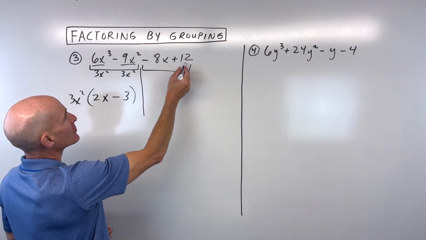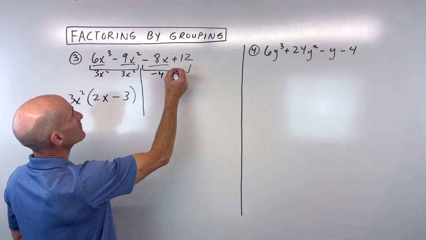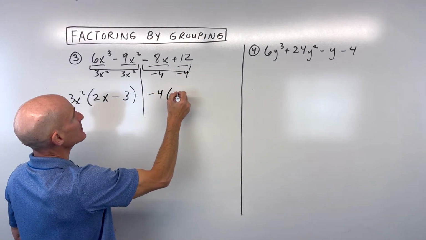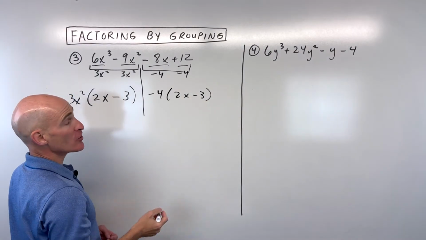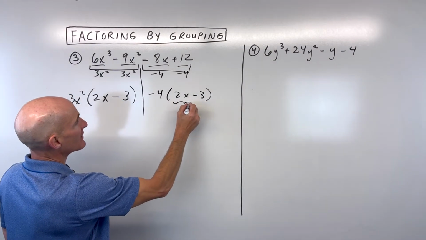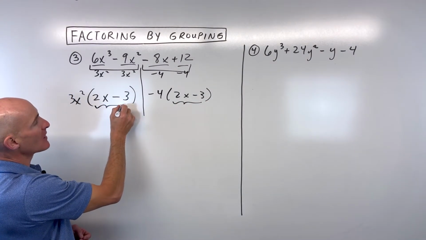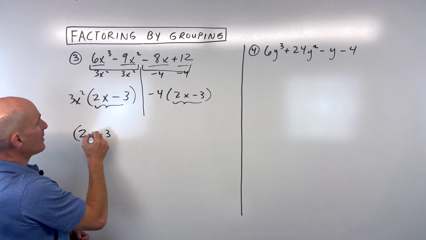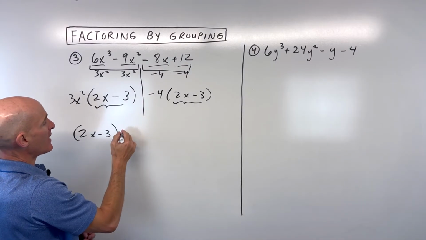Over here, we can factor out a negative 4. Make sure to factor out a negative if it starts with a negative. So that's going to leave us with 2x minus 3. Now, you know you're on the right track because you can see they've got this quantity here in common. So if I factor out that 2x minus 3, I'm left with 3x squared minus 4.